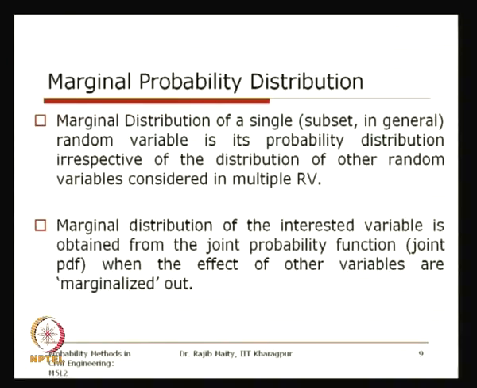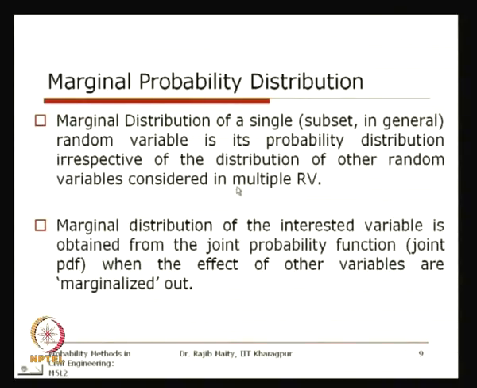So, the marginal distribution of a single random variable or a subset in general. I will come to what I mean by subset. For the time being, you can just read that the marginal distribution of a single random variable is its probability distribution irrespective of the distribution of the other random variables considered in the multiple random variable. You can very easily imagine this for the bivariate case, which I have shown in this pictorial diagram as well.